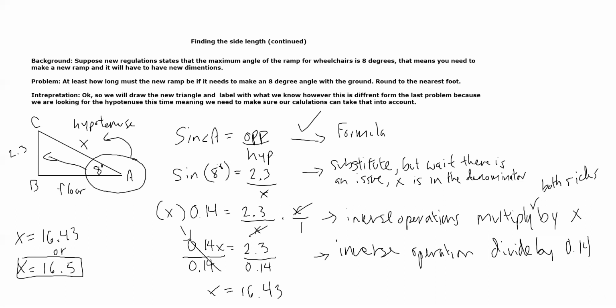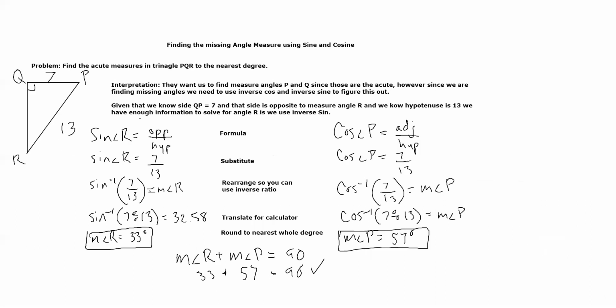Okay. We're almost done. Kind of, sort of. Don't hate me. Now, finding the missing angle measure using sine and cosine. This is going to go faster. Remember last week when you had to use the inverse of tangent to figure out the angle? This is going to be the same thing, but you have to use sine or cosine.